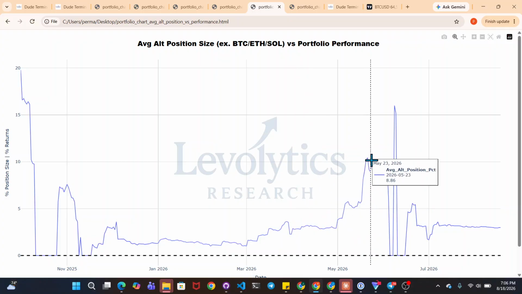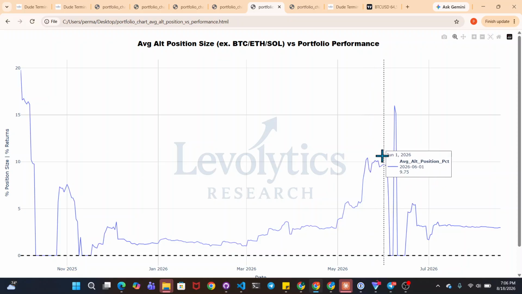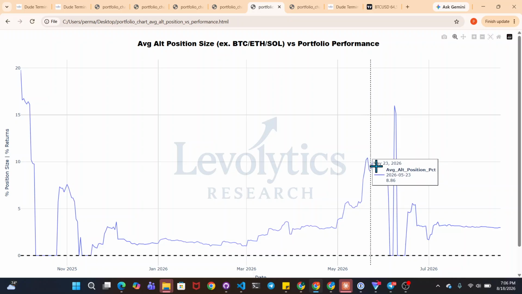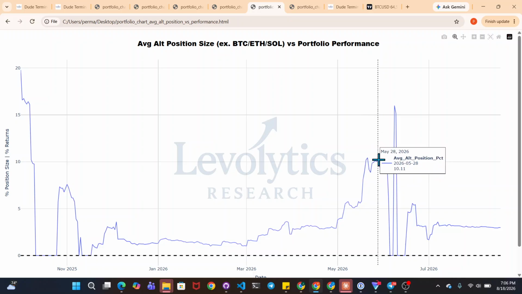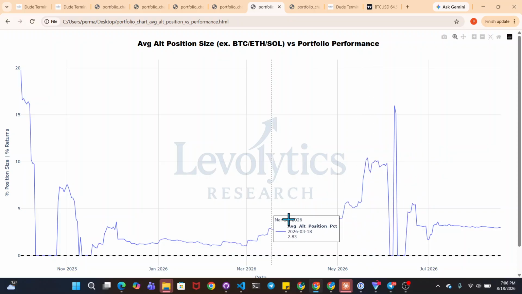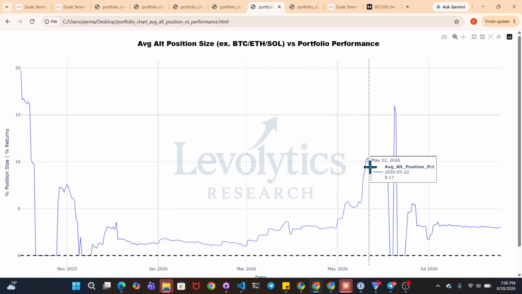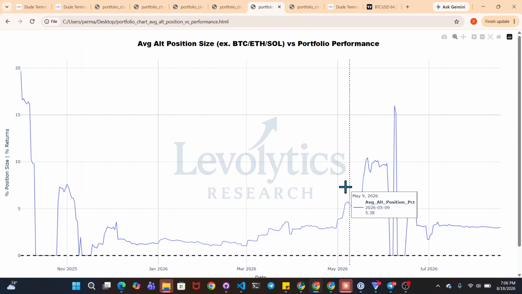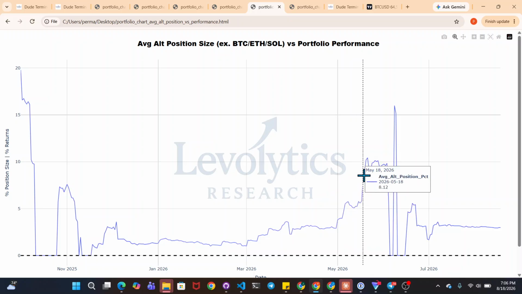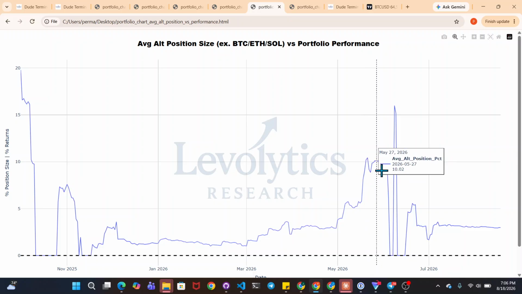So let's just say up here, the value is 9.86. This means that the average altcoin position was 10% of my portfolio, right? So if I had $1,000 in the portfolio, my average position for an altcoin was $100, and that's pretty large, right? This just shows you how much risk I was taking in the book prior to the drawdown at the end of May, right? And the reality is that even though I was de-risking, my altcoin positions were huge.